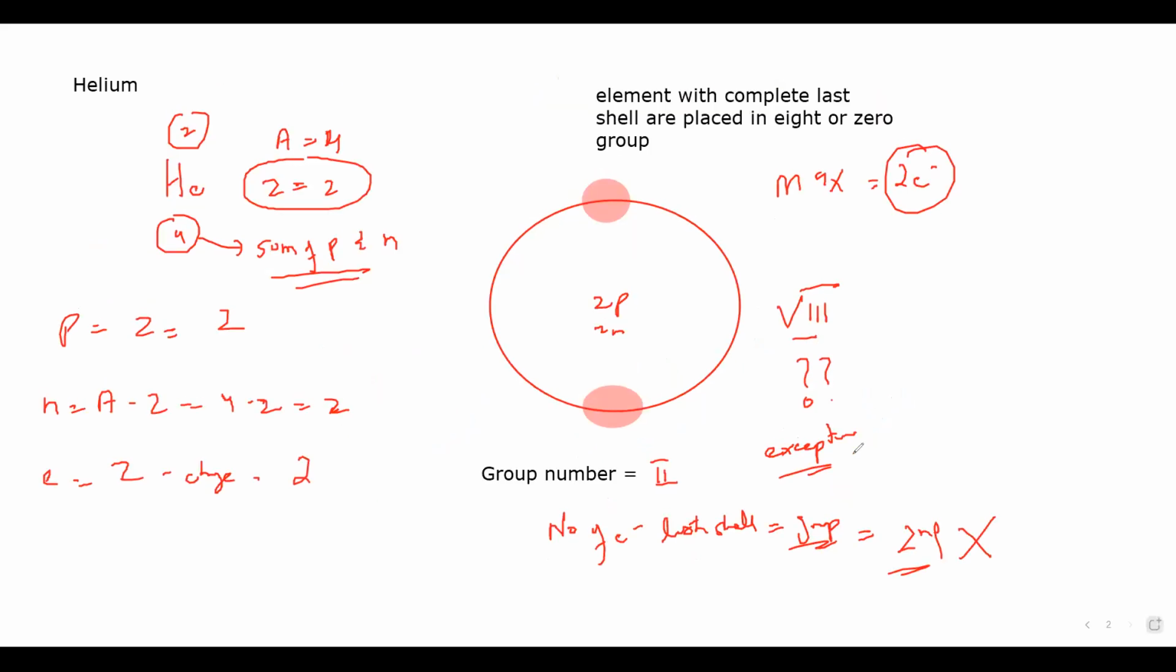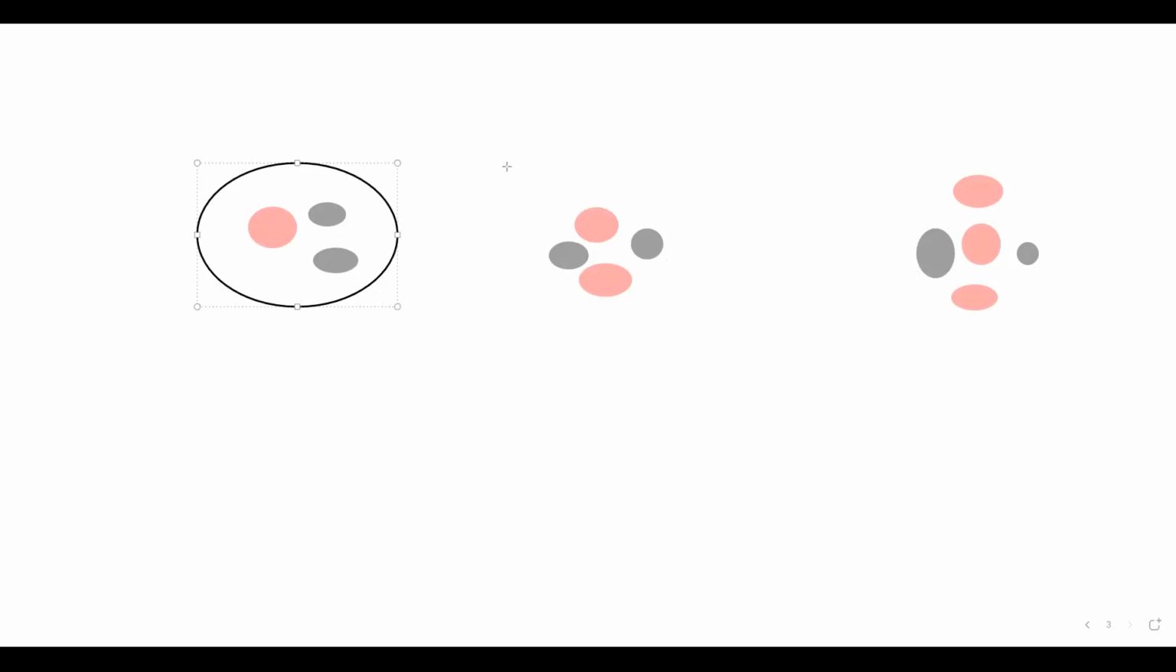So if I draw a structure, the pink shade represents a proton and the gray shade represents the neutrons. I'm just drawing the nucleus because for isotopes, we just have to check the nucleus. We don't have to check all the other parts. So this is the nucleus.